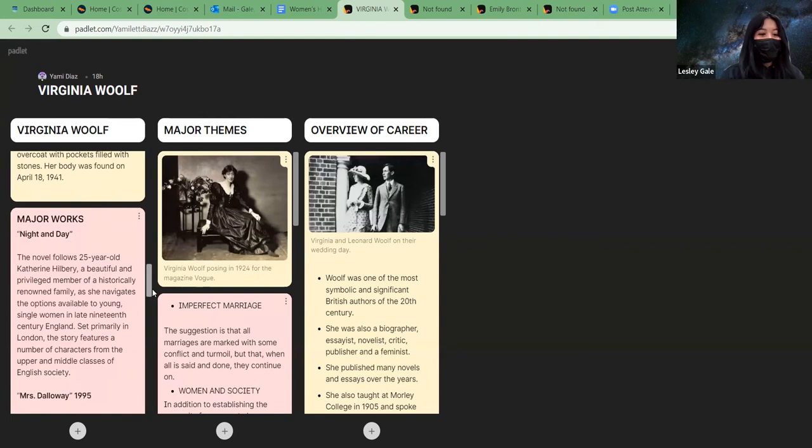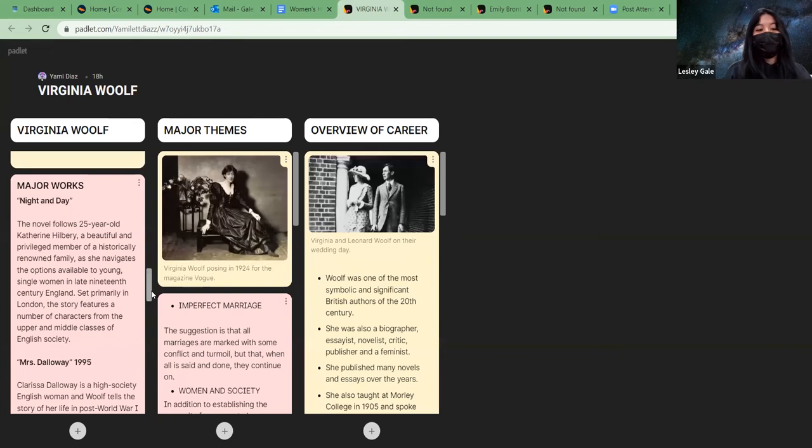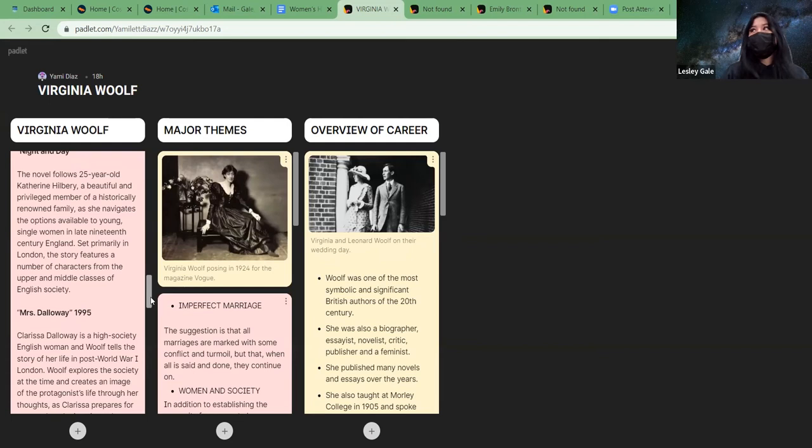Her major works included Night and Day. It was a novel that follows a 25-year-old Katherine Hilbery, a beautiful and privileged member of a historically renowned family. Basically, it portrays and symbolizes how women during that time were treated and how they acted in higher society.